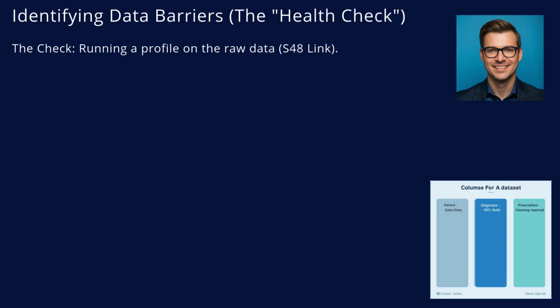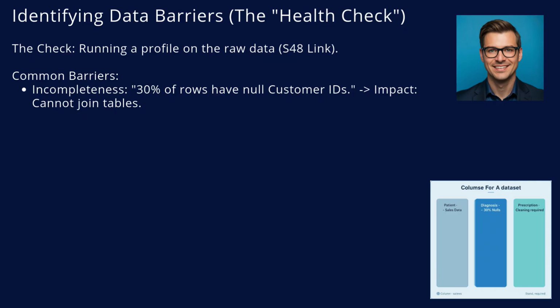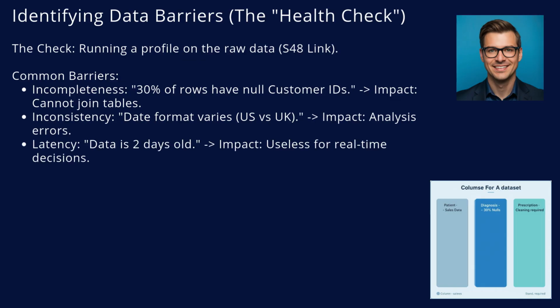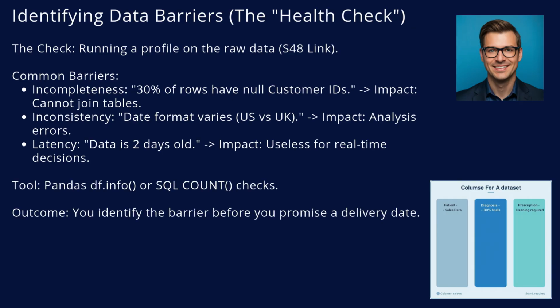Let's look at the first category, data barriers. This links back to S48. Before you commit to a deadline, run a health check on the data. Check for incompleteness. If 30% of rows have no customer ID, you can't join that table. That is a barrier. Check for inconsistency. Are dates mixed up between US and UK formats? That will break your time series analysis. Check for latency. Is the data live or 2 days old? If the stakeholder needs real-time alerts, old data is a barrier. Use tools like Python pandas or simple SQL counts. Identify these technical barriers before you start the real work.